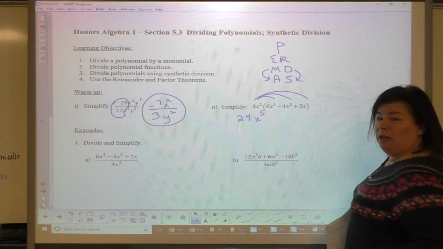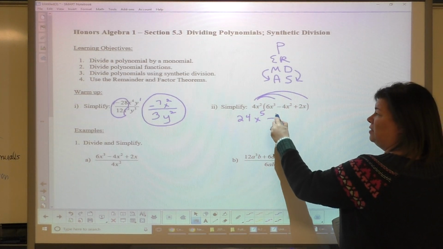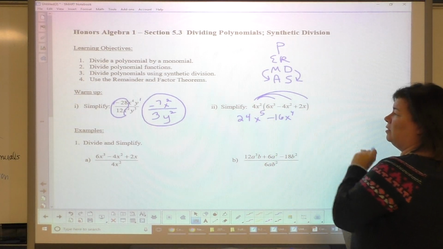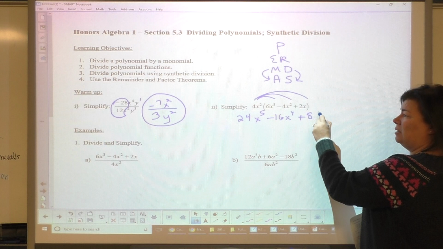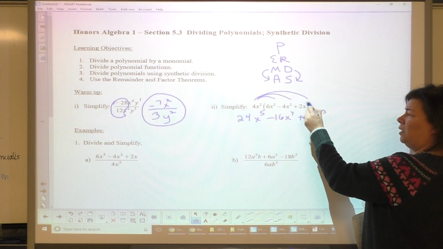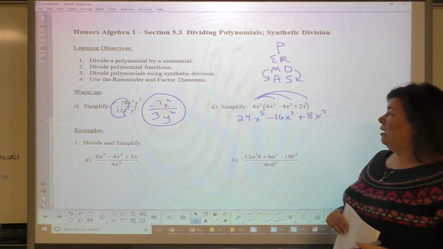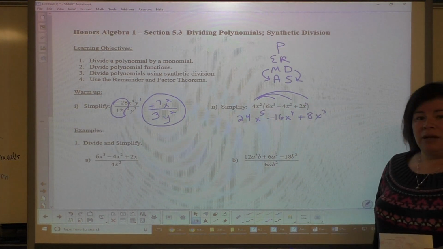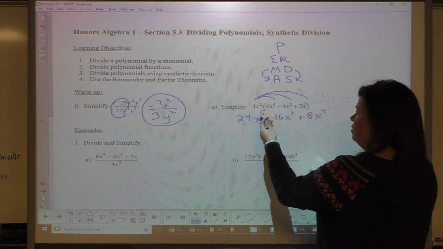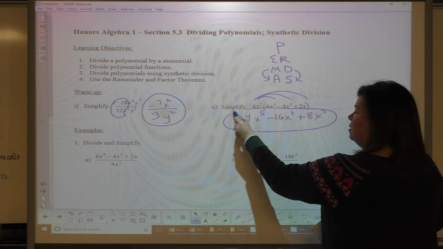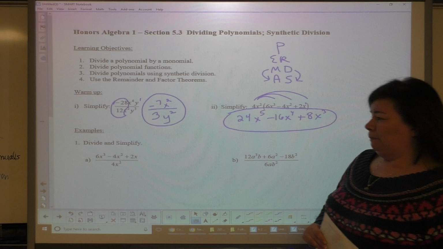4x squared times negative 4x squared is negative 16x to the 4th power. And 4x squared times 2x is positive 8x cubed, because 2 plus 1 is 3. We add those exponents, 2 plus that 1, is x cubed. So this is our final answer. We do not have any other like terms, leaving us with that final answer.